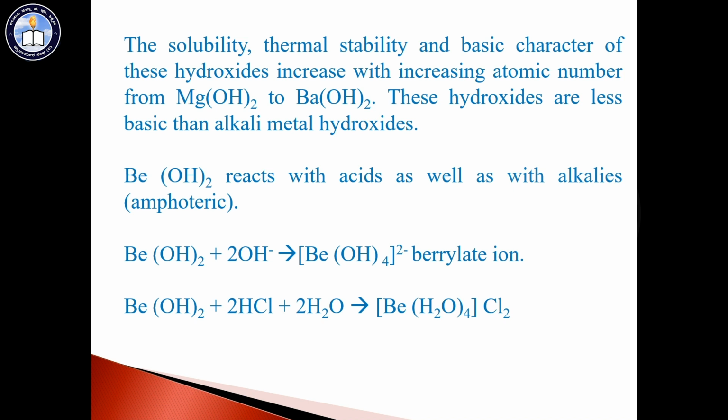Let us see the equation. Be(OH)2 plus 2OH minus gives [Be(OH)4]2 minus, that is beryllate ion. Be(OH)2 plus 2HCl plus 2H2O gives [Be(H2O)4]Cl2.